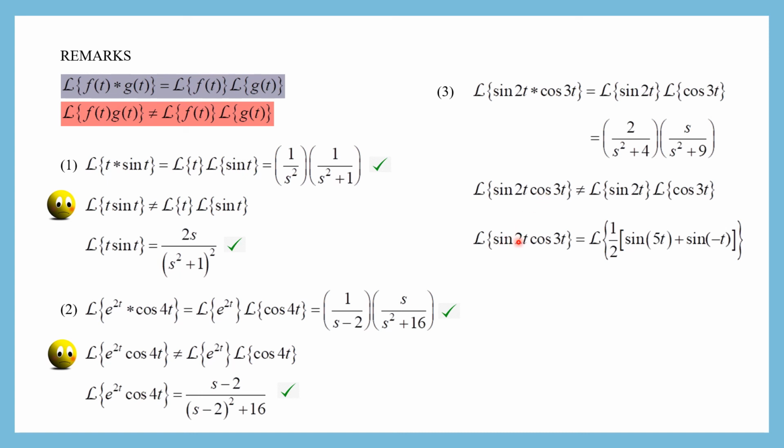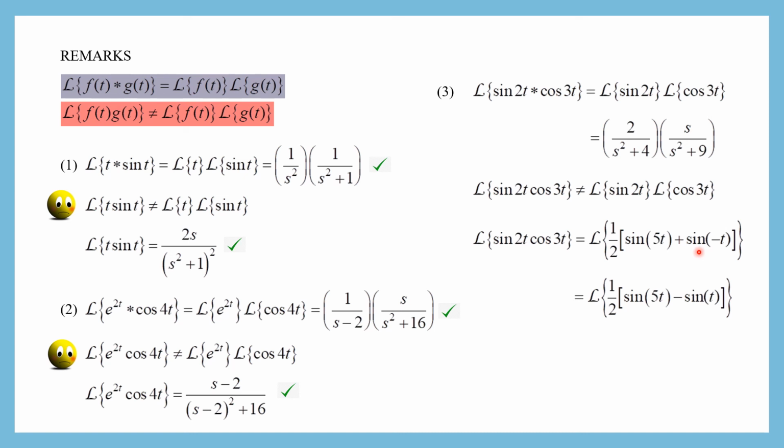Sine A cos B is equal to half of sine A plus B plus sine A minus B. Okay, so if A is 2t, B is 3t, so sine A plus B, 2t plus 3t gives 5t. Sine A minus B, 2t minus 3t is negative t. So we use the trigonometric identity. Please refer to the table of trigonometric identities to get the identity for this given function. And then we can continue.